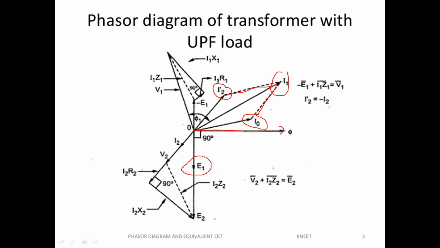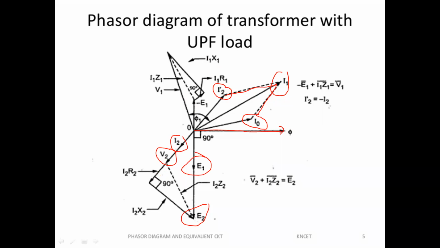Induced EMF on secondary side. So this is the secondary voltage. The secondary current is in phase with the voltage, because for UPF load, that means unity power factor load, the secondary current is a pure resistive current. Pure resistive current means current is in phase with the voltage. So I2 is in phase with V2.